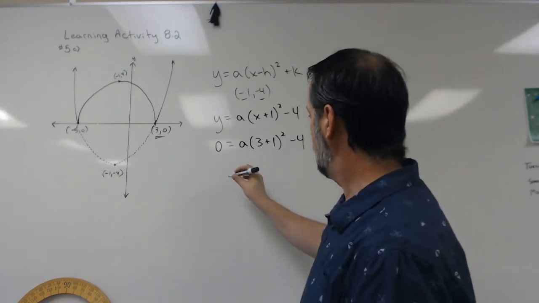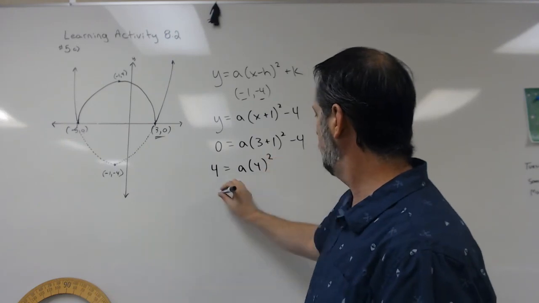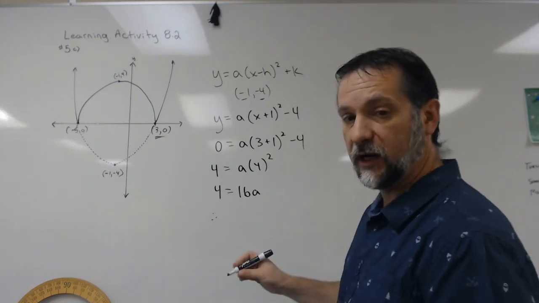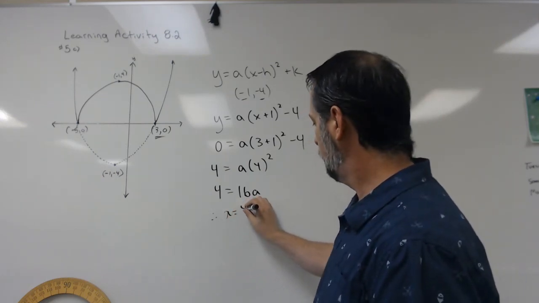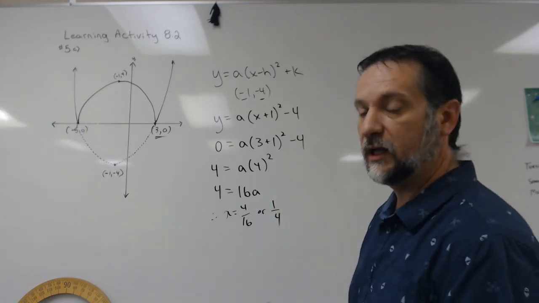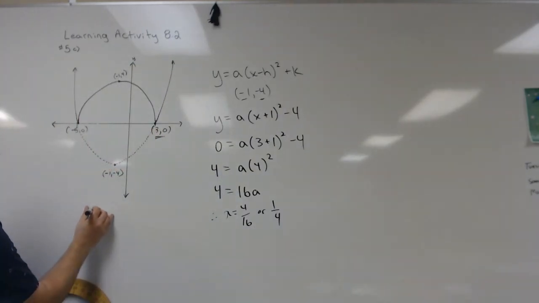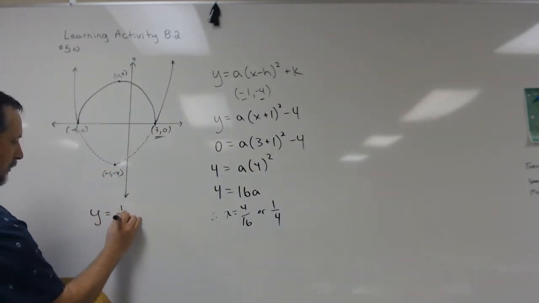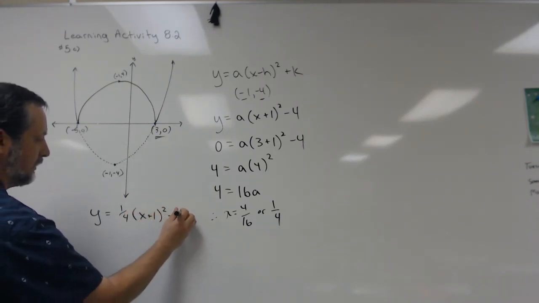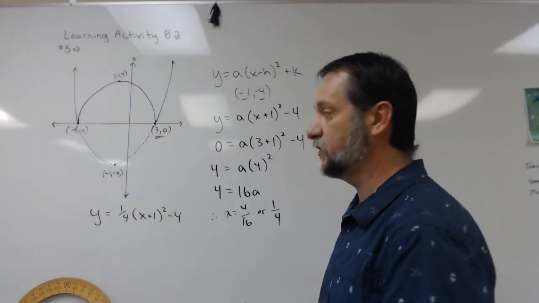Solve for a. So this is going to become 4 is equal to a times 4 squared. 4 is equal to 16a. Therefore, a is going to be equal to 4/16, or 1/4. Now I have my final equation for the original. Again, I keep saying the original. y equals 1/4 times (x plus 1) squared minus 4. There. That is going to help me create the piecewise.